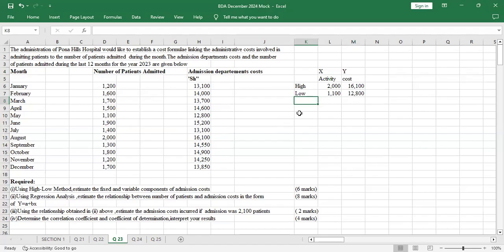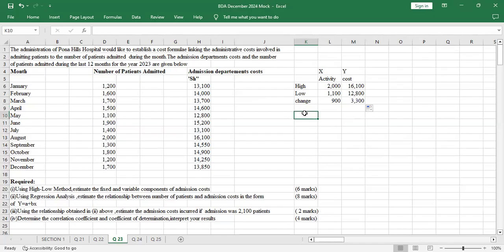Now under the high-low method, we look at the change, so that we get the variable cost per unit. What was the change? Change is just the difference between high and low. So it will be this minus this under X, and we'll have 900. I'll just drag for Y, and for Y I'll have 3,300.